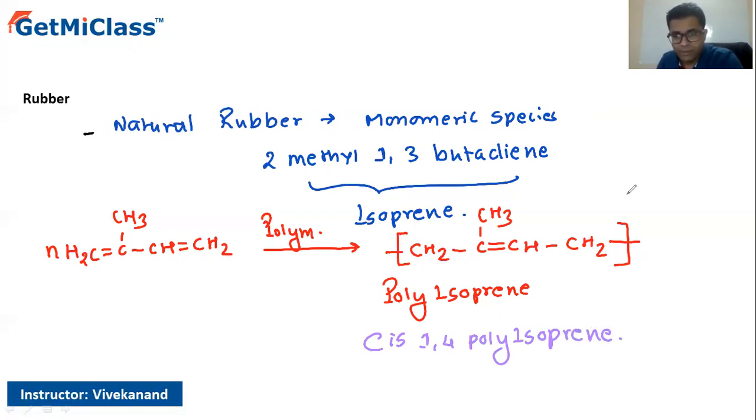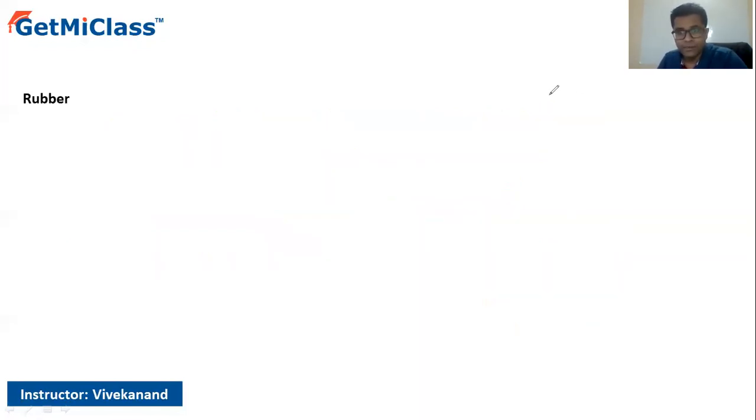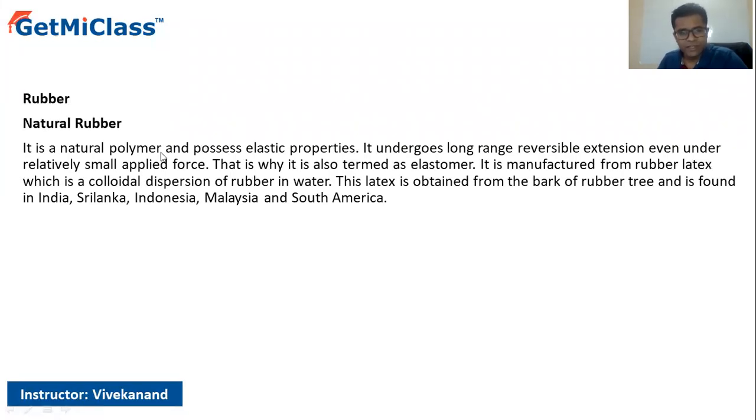Okay, so this was about the synthesis of natural rubber. Now, when you observe this particular natural rubber, there are certain more properties that we shall discuss in the next slide. So let's observe every single thing that we have discussed point-wise. Natural rubbers possess very good elastic properties. They undergo extensive extension under the slightest pressure, and hence they are also called by another name, elastomers.